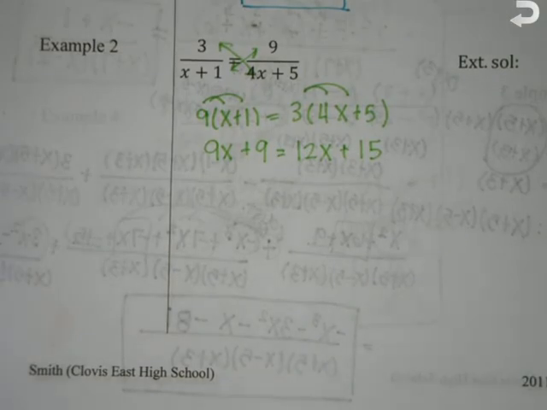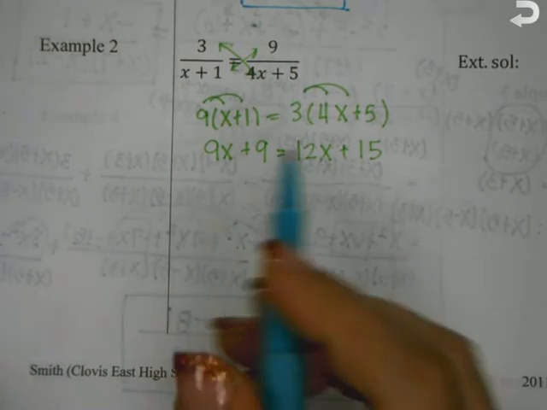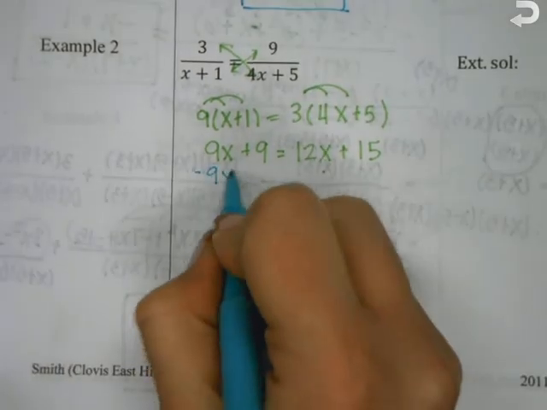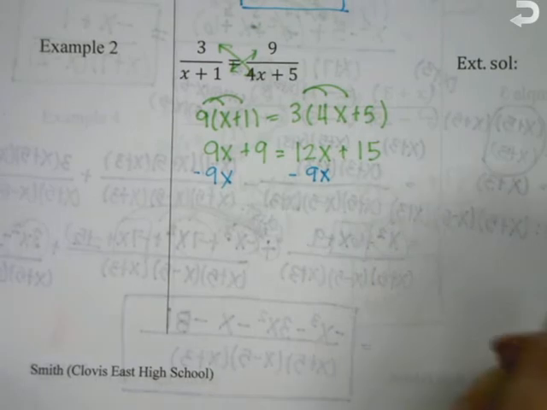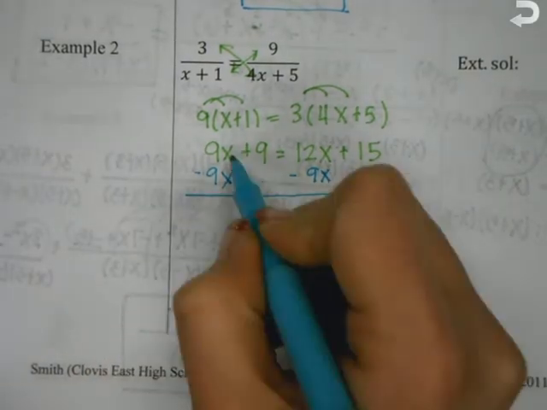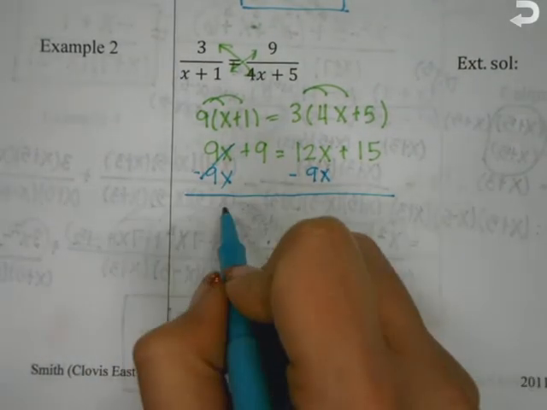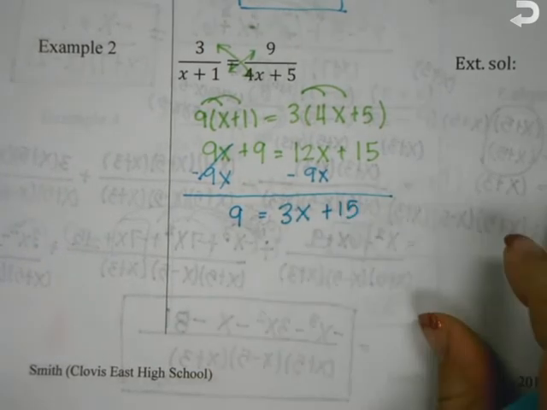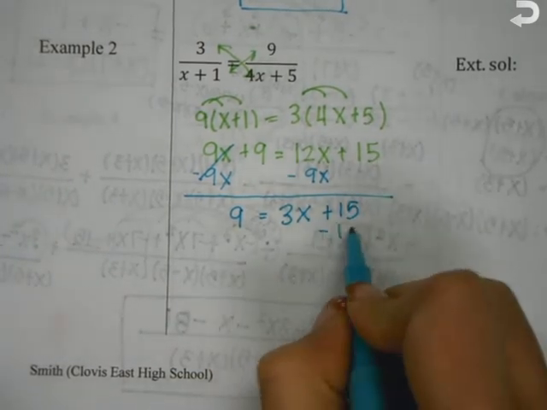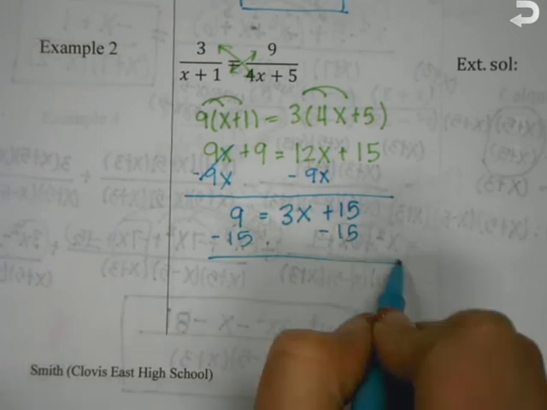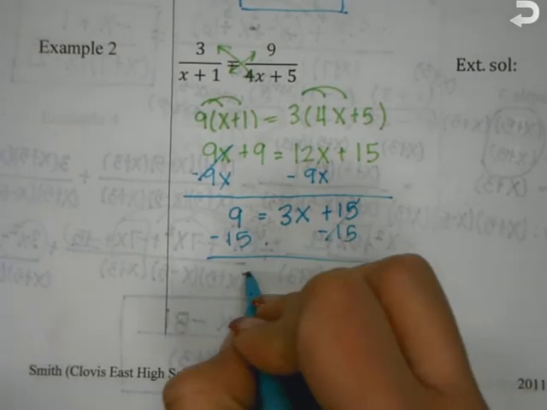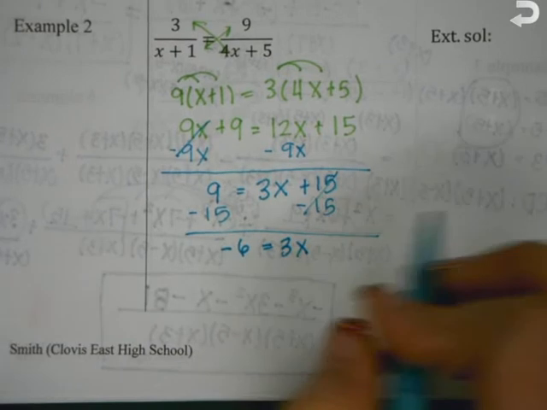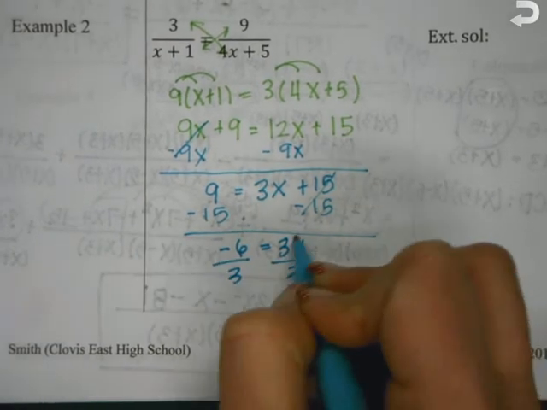And then we solve for x. Now, because 9x is smaller than 12x, I'm going to move that one just so that I can keep my x's positive. It really doesn't matter, so you can do whichever one you want. So we get 9 equals 3x plus 15. Subtract 15 from both sides. And I get negative 6 equals 3x. Divide both sides by 3. x equals negative 2.